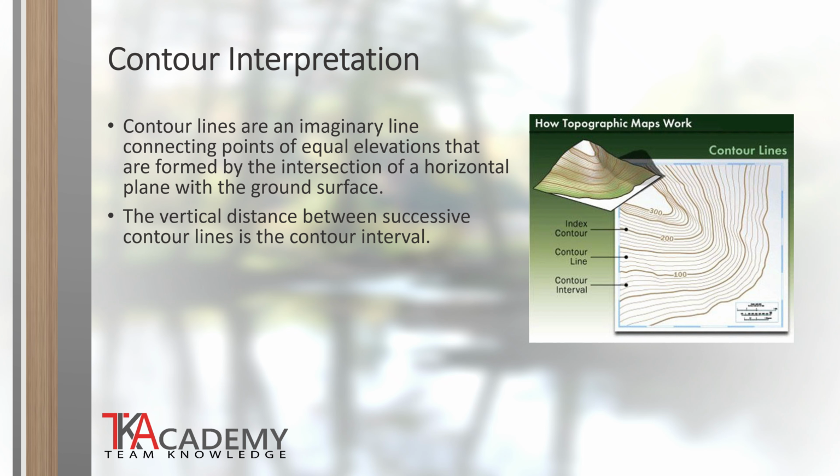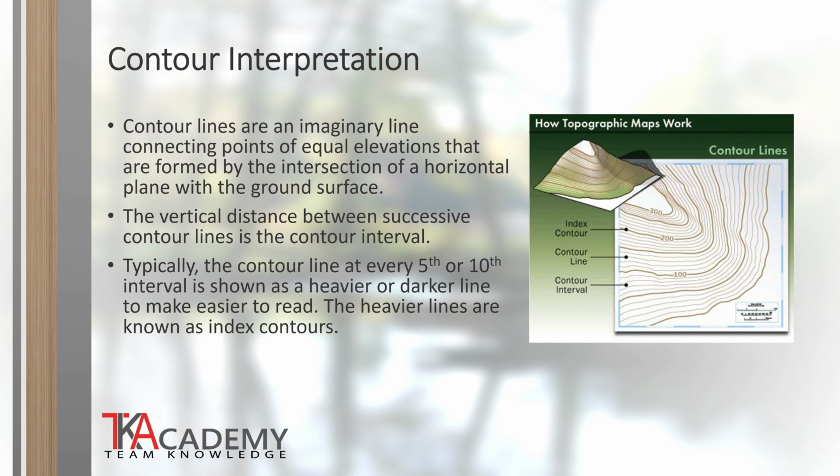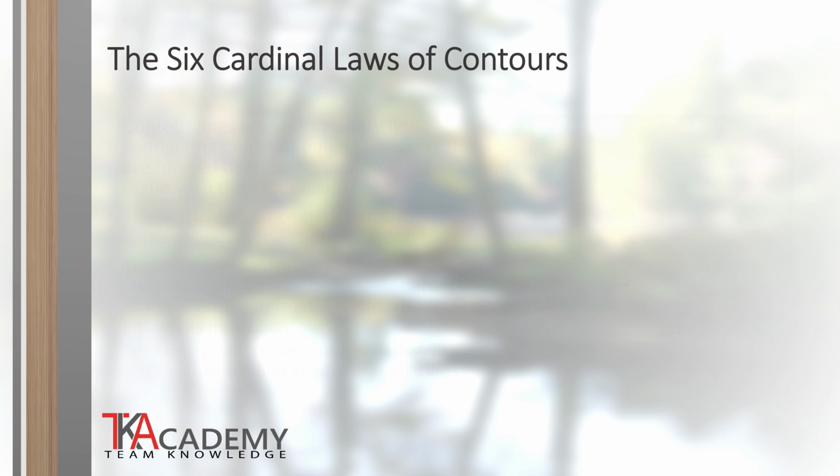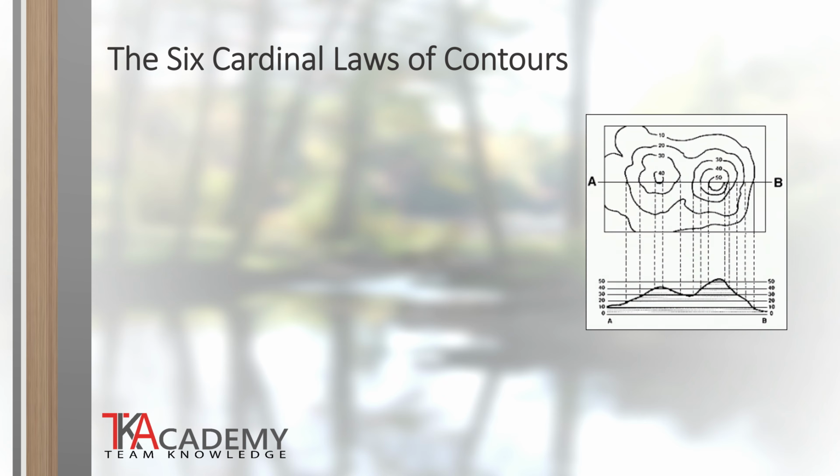Typically on a contour map, the contour line at every 5th or 10th interval is shown as a heavier or darker line to make it easier to read. These heavier lines are known as index contours, and it makes it easier for the eye to track the continuation of the line to see the elevation on a contour map. Existing contours are shown as dashed lines on a contour map, while proposed or new contours after grading are shown as solid lines. There are 6 cardinal laws of contours.